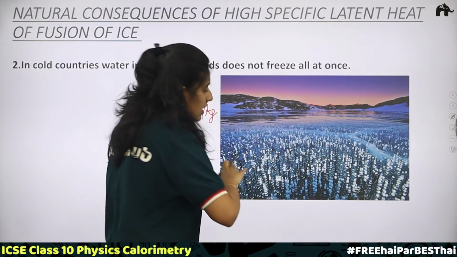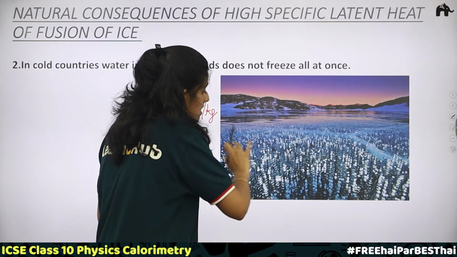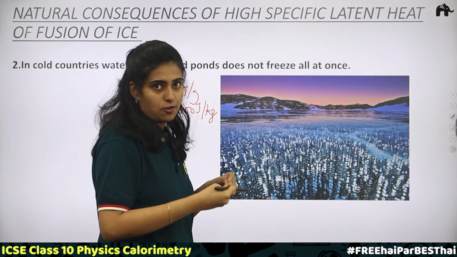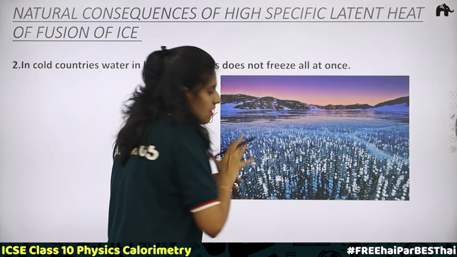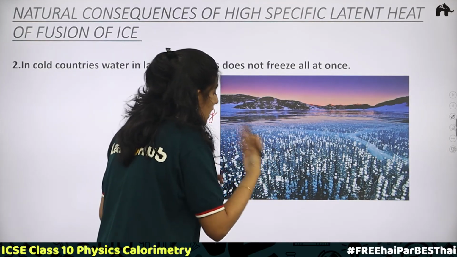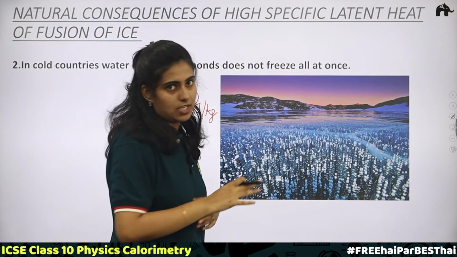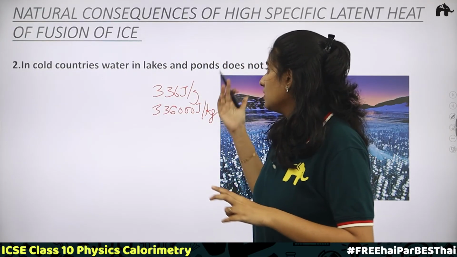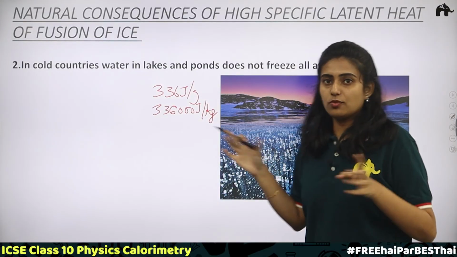Also, a layer of ice forms over this water, and this layer is a poor conductor of heat, so it will prevent the escape of heat from the water. Only if heat gets liberated from water does it get converted to ice, but this layer doesn't allow heat to escape. So in cold countries, water in lakes and ponds does not freeze very easily, or all at once.